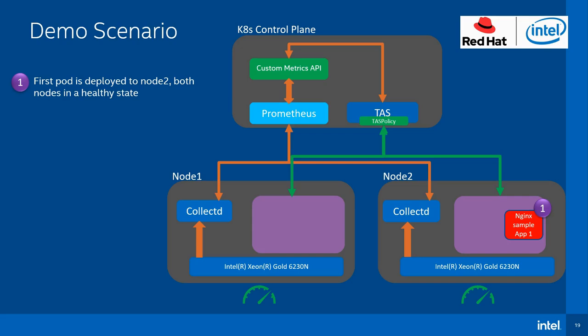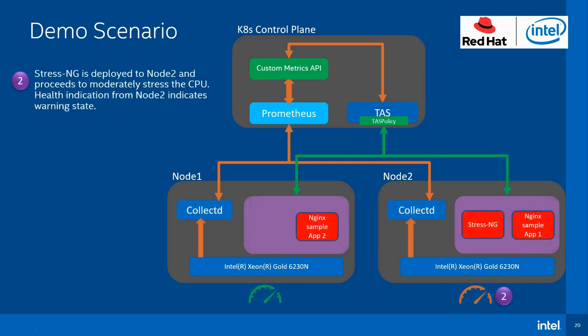Firstly, with both nodes in a healthy state, one Nginx pod is created and deployed to node 2. StressNG is then deployed to node 2 to stress the CPU. This increases the LLC load misses and memory bandwidth usage. With StressNG stressing node 2, the LLC load misses and memory bandwidth usage increase to put the node into a warning state.